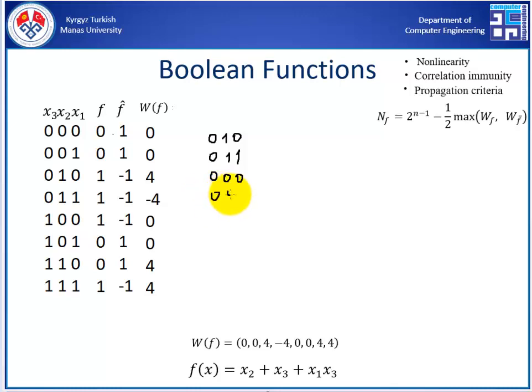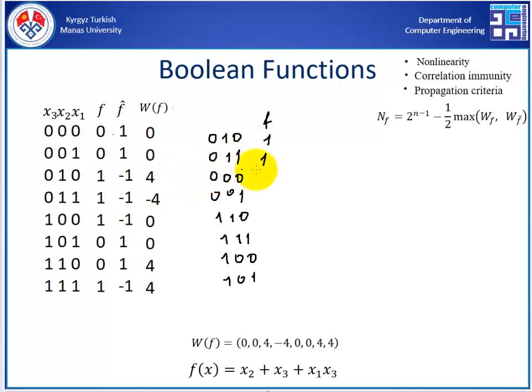0, 0, 1, 1, 1, 0, 1, 1, 1, 1, 0, 0, 1, 0, 1. So if we look at the values of f for the corresponding inputs, then we know that for this input the value of f is 1. For this input the value of f is also 1.